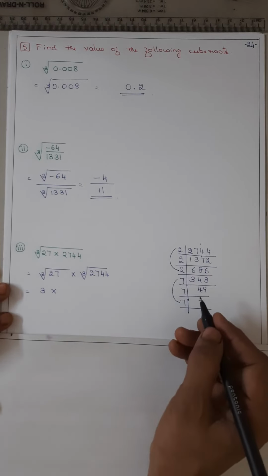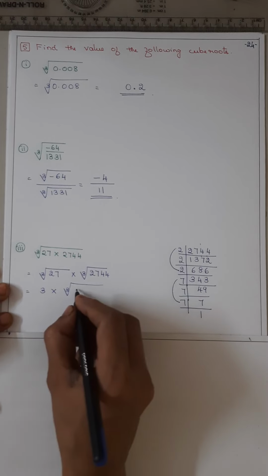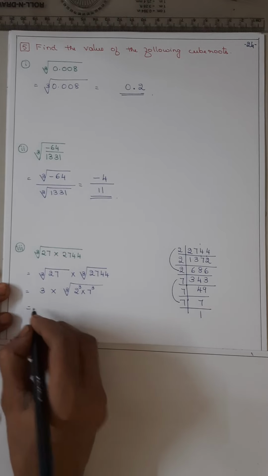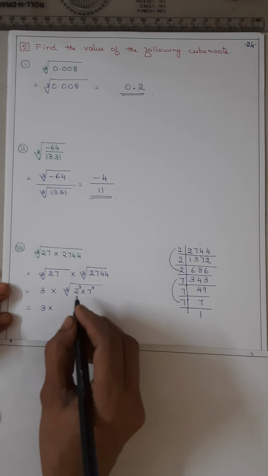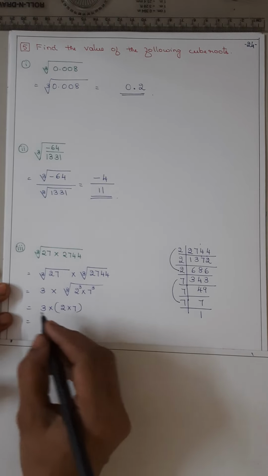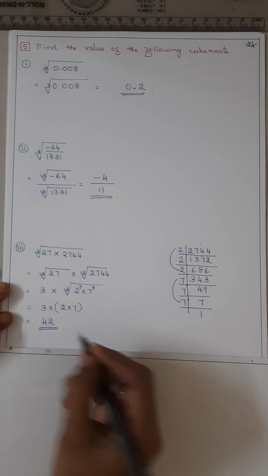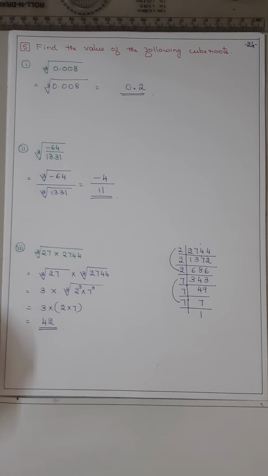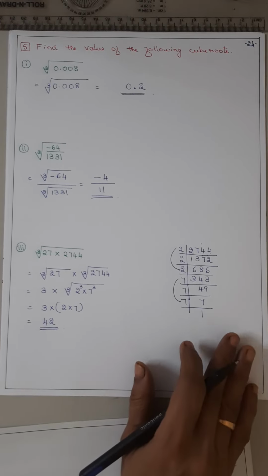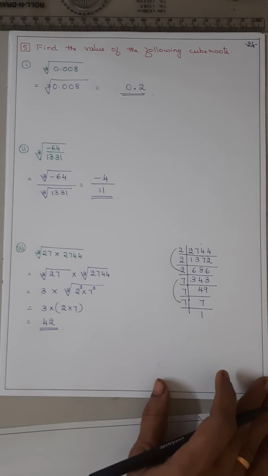So this is cube root of 2 cube into 7 cube. It is 3 into 2 into 7. 3 2s are 6, 6 7s are 42. Okay. Hope you understood these sums. That was question number 5.